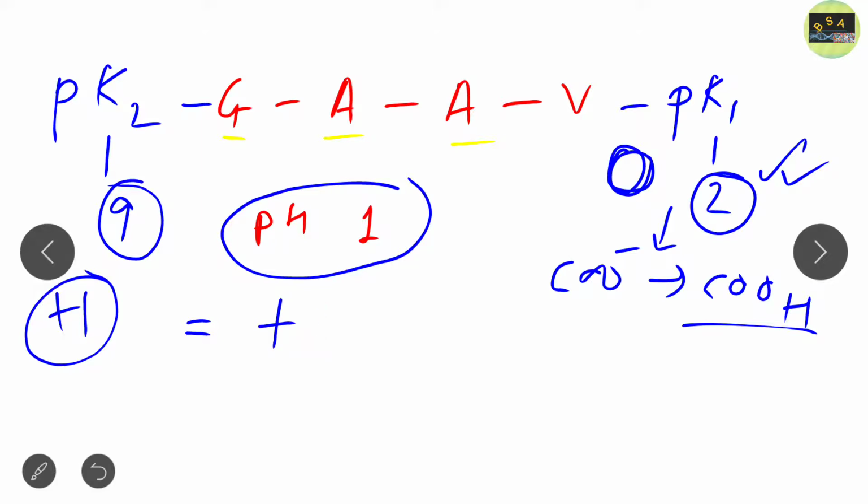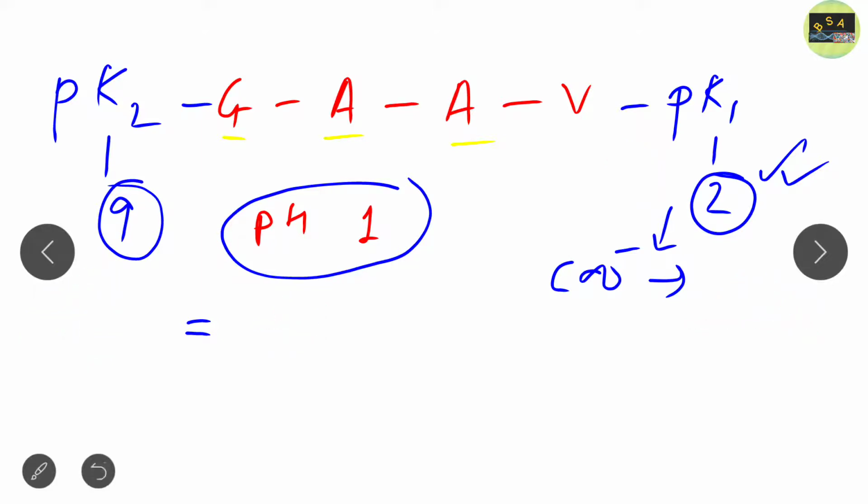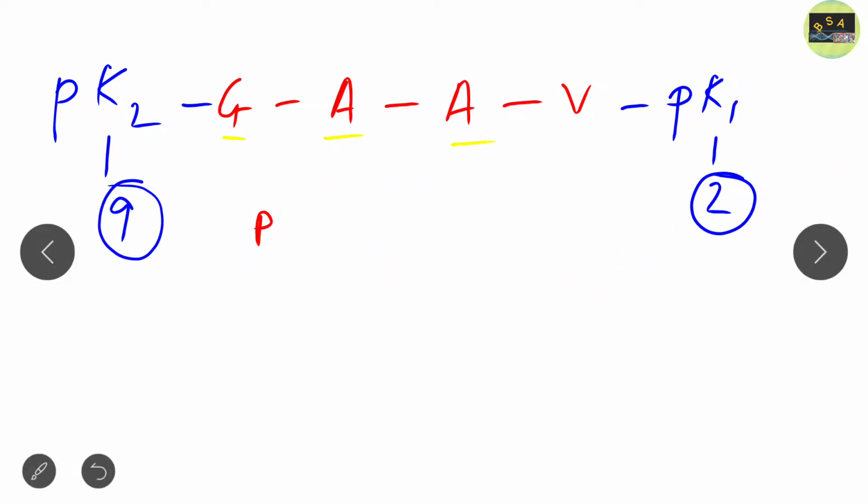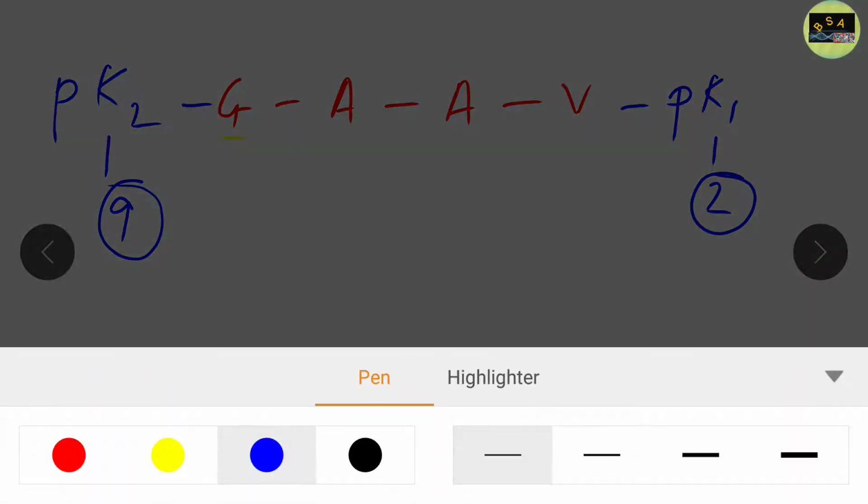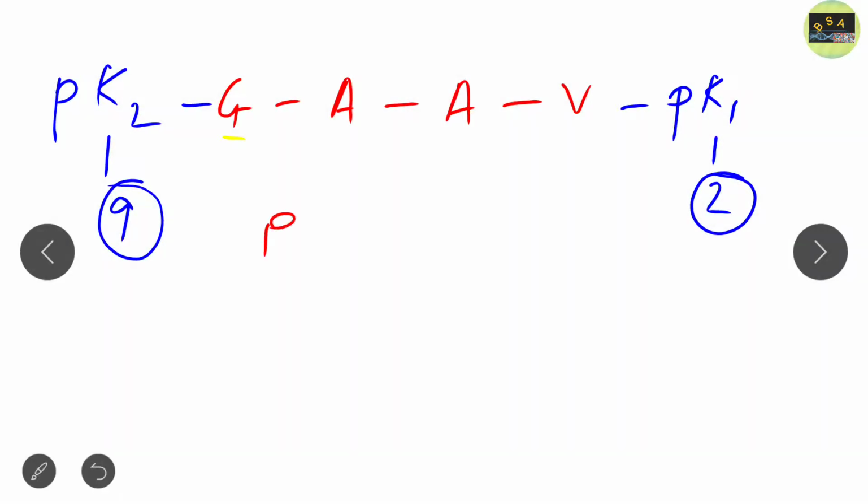Clear? Now similarly we can calculate the charge at pH 2 as well. So how can we calculate the charge? Suppose we calculate the charge on pH 10. So what will be the charge on pH 10? This becomes neutral, as it is beyond 9, so the charge here becomes 0, and as it is more than pH 2, here the charge becomes minus 1. So at pH 10 the charge becomes minus 1.